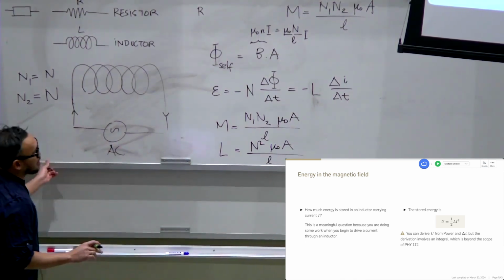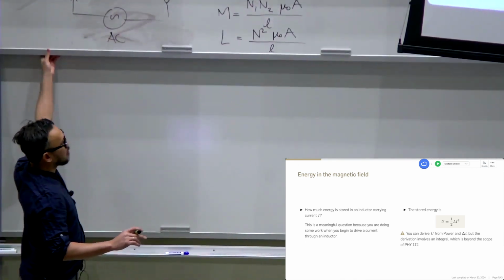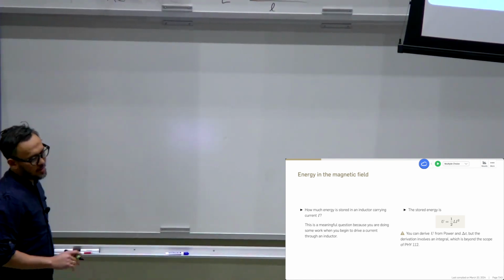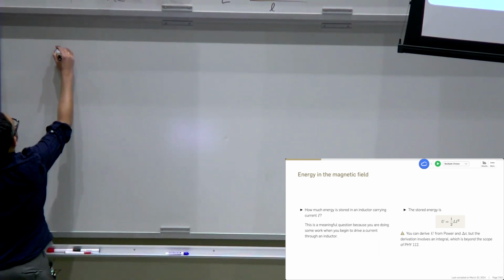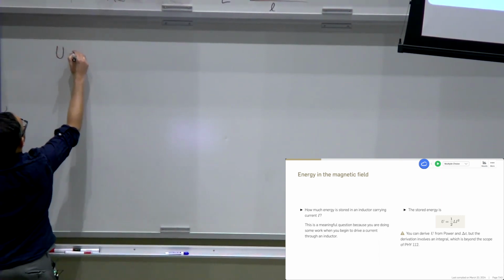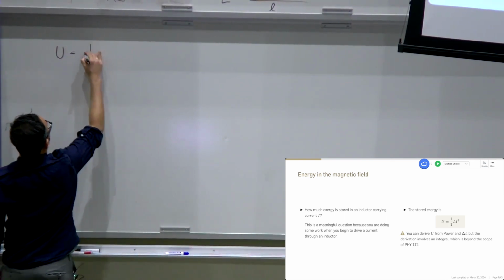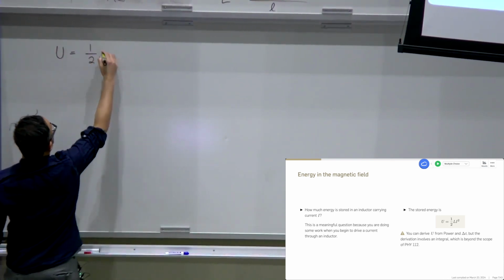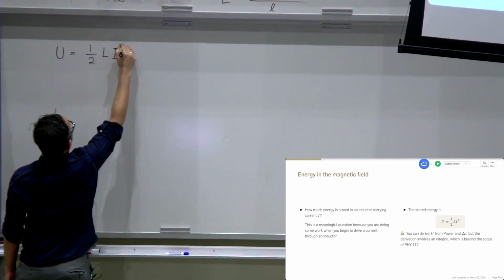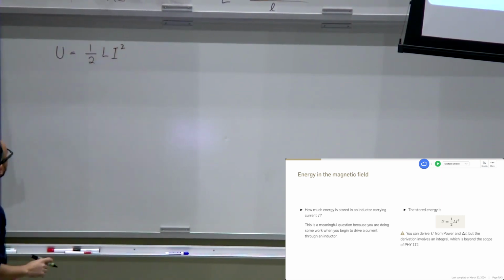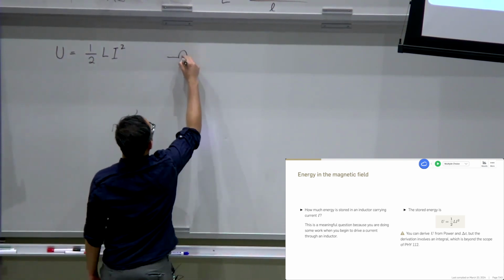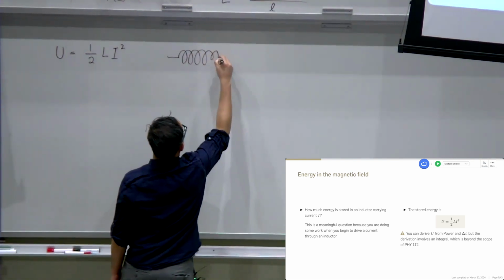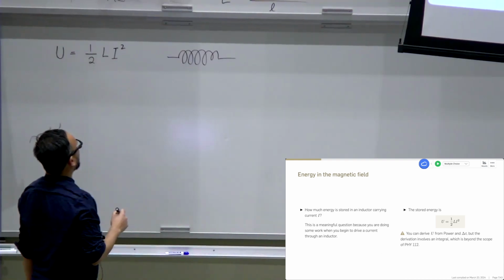We're running out of time. I'm just going to give you some formulas, if you don't mind. The next thing that your textbook covers is the energy. The symbol of energy is U, which is equal to 1/2 times L times I squared. This is the energy that an inductor can store.